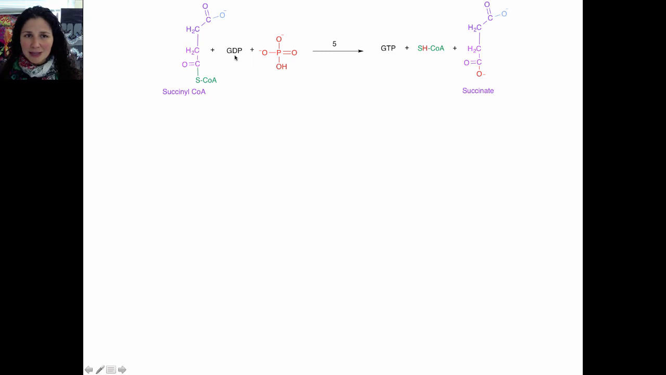Let's look at what's happening in step 5 a little bit closer. GDP, which is guanosine diphosphate, combines with a phosphate to get GTP. This is a condensation reaction, but notice that there is no water as one of the products. That's because the water is actually used from this condensation to do a hydrolysis of this bond. Notice that the coenzyme A is not connected anymore to the 4-carbon piece. There has been a condensation reaction happening at the same time as a hydrolysis reaction to form succinate.